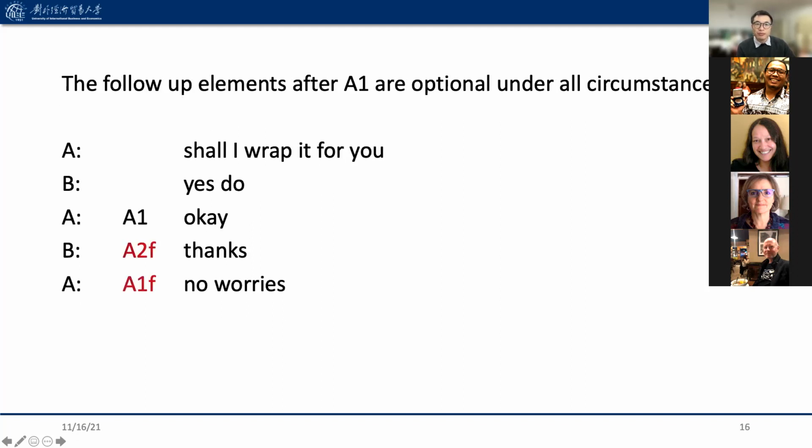And all the follow-up elements after A1 are optional under all circumstances because the action has already been carried out. So for example, after OK, the thanks would be analyzed as A2F. Here 2 means secondary, and F means follow-up. So we've got a secondary actor follow-up move. And this can be further followed up by A1, the primary actor follow-up move. And these two are optional under all circumstances.